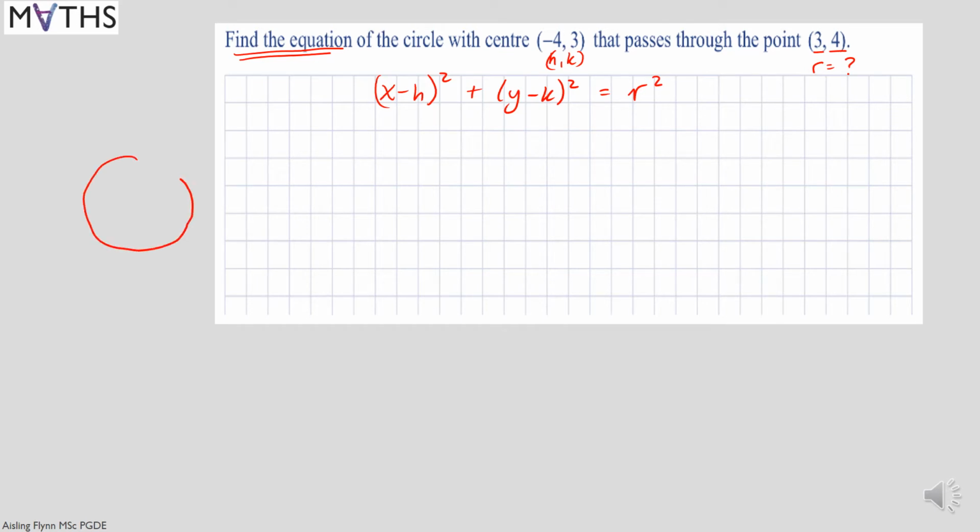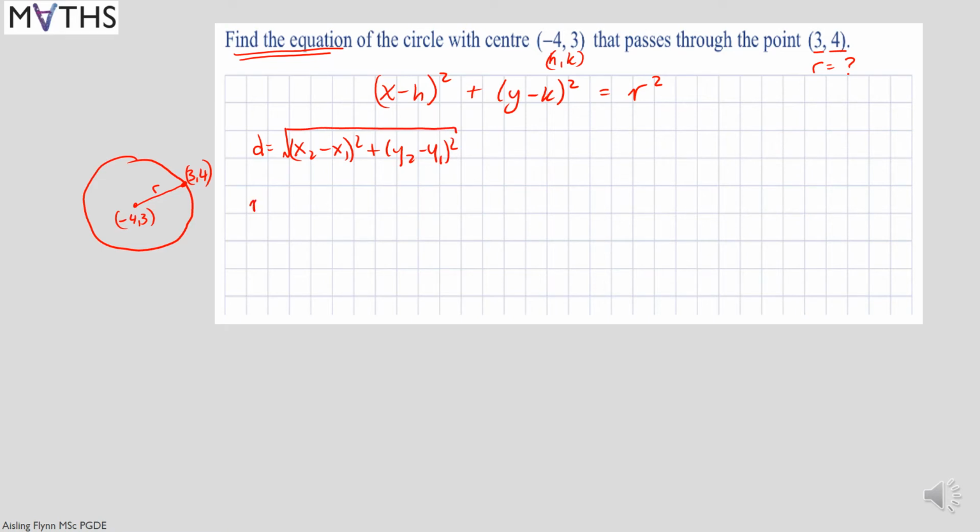Well, we are told that the center of this circle is (-4, 3), and we're told that the point (3, 4) is on the circle. If we need a radius, going from the center to the edge, we can find the distance between these 2 points using the distance formula. To do that, you'd go to your formula and tables book. You find the distance formula, which is d equals the square root of (x2 minus x1) squared plus (y2 minus y1) squared. So we'll have to find our radius first.